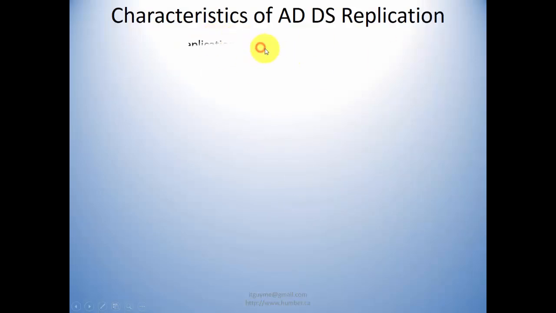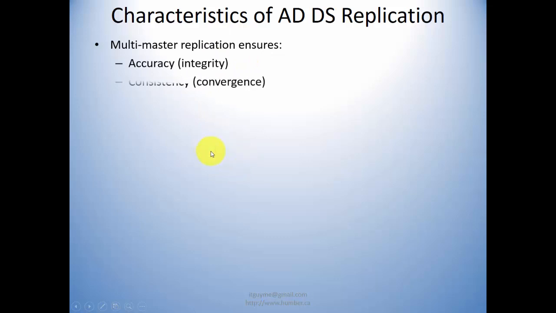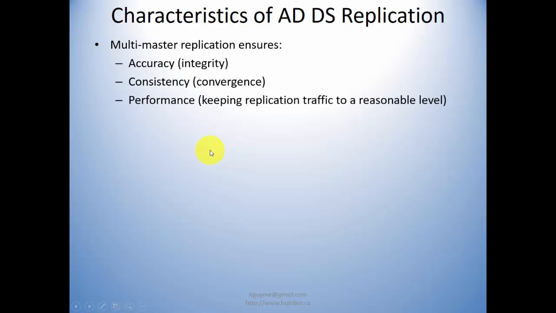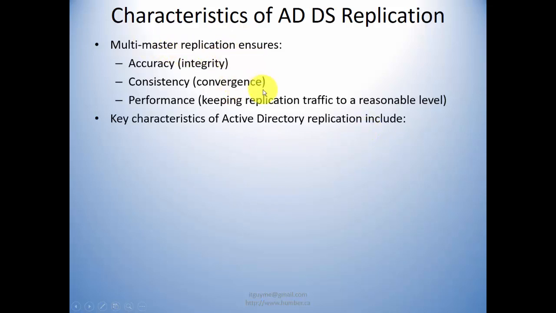Characteristics of AD DS replication: multi-master replication ensures accuracy, consistency, and performance, and keeps replication traffic to a reasonable level. Key characteristics of Active Directory replication. So what is multi-master replication?